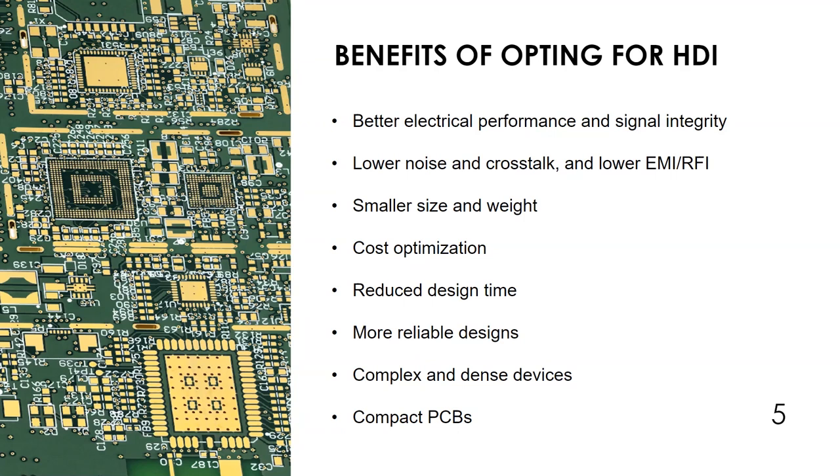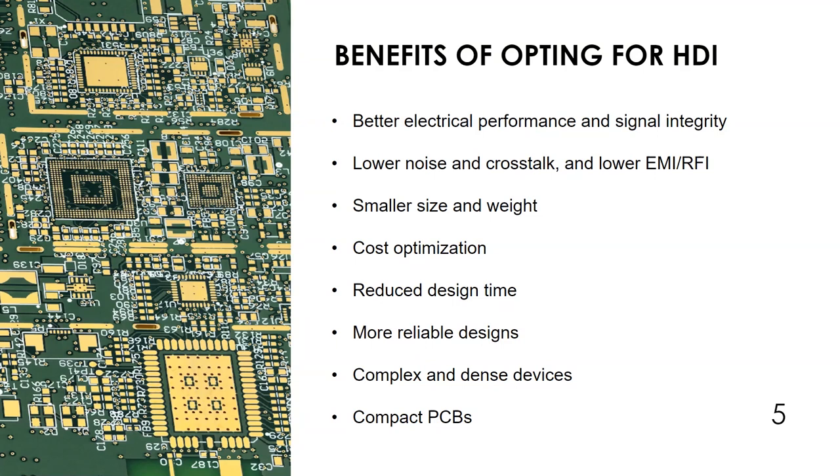Then there is cost optimization. How is it cost optimization? Because the bill of material becomes lesser. In a normal, say, 18 layer board, the bill of material required is very high, right? You require around 9 cores, then prepregs and all those things. So that will get reduced. If it gets reduced to say 8 layers, you are almost reducing your BOM, bill of materials, by 30%.